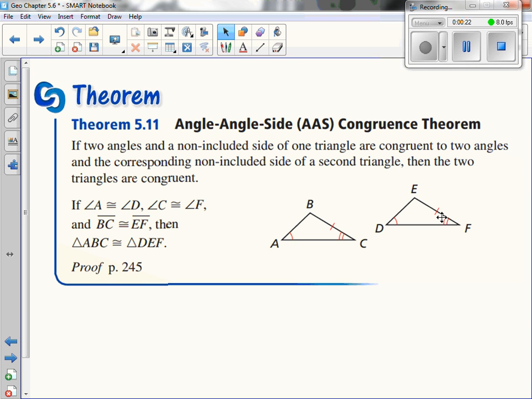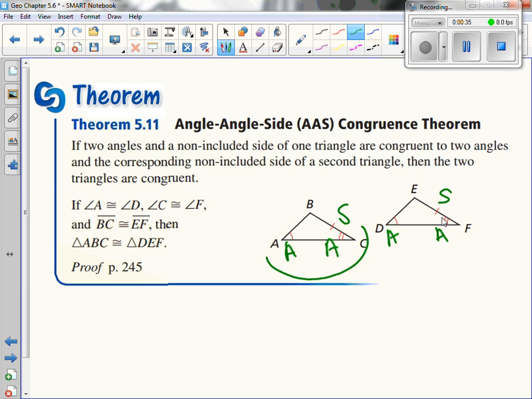Angle, angle, side: if two angles and a non-included side are congruent to two angles and a side of another triangle, then they're congruent. Now, this is why I say angle, angle, side, yes? Or we could have done what? Side, angle, angle, either direction. Any questions on these here? Okay. We good with these here so far?